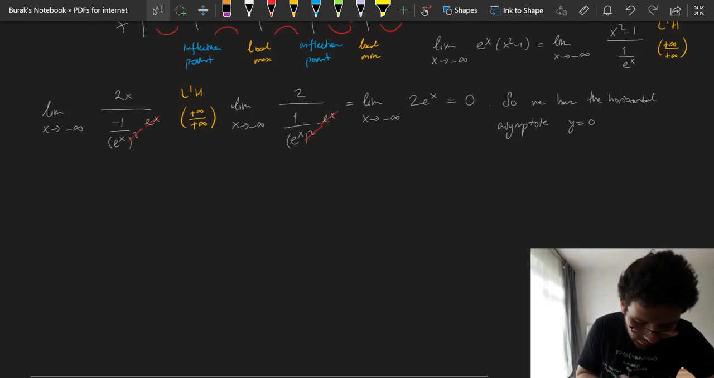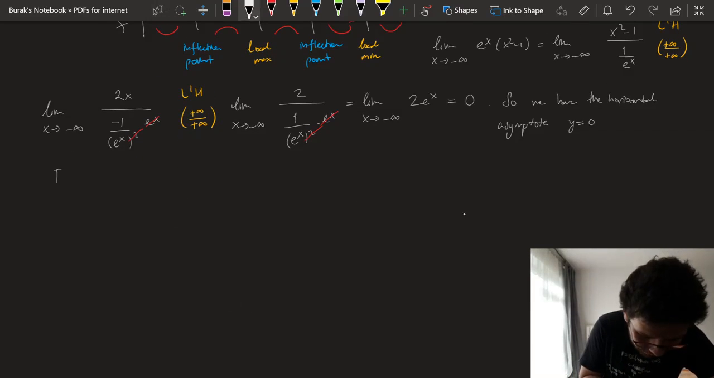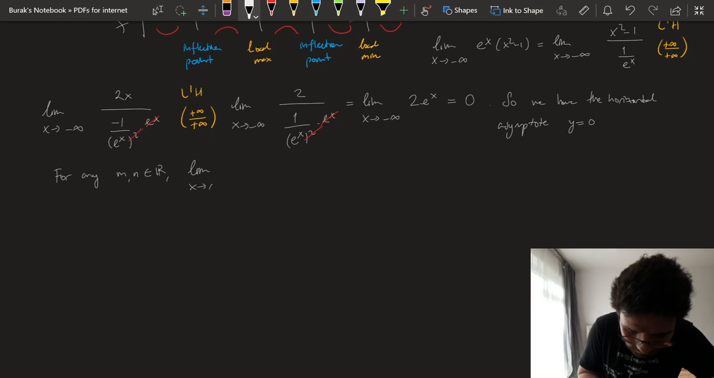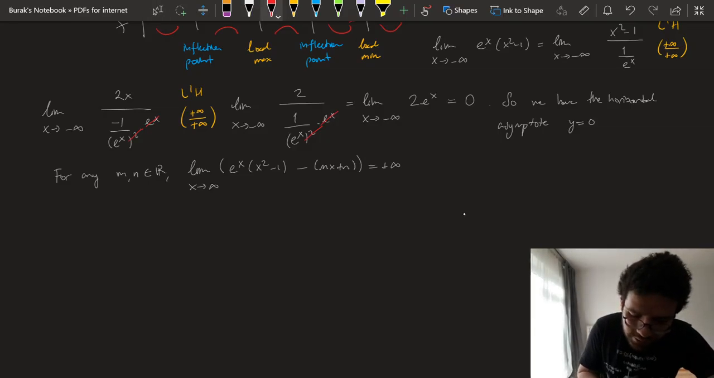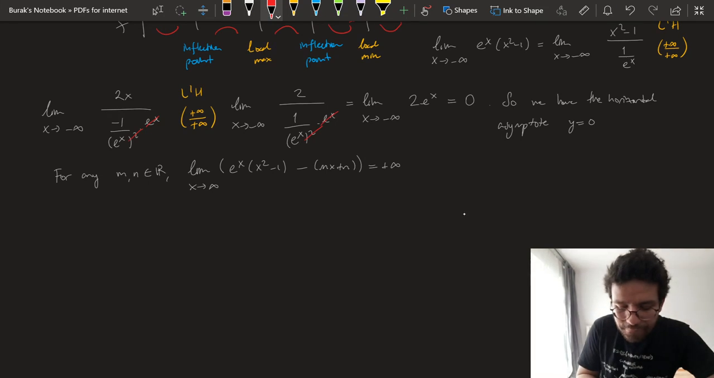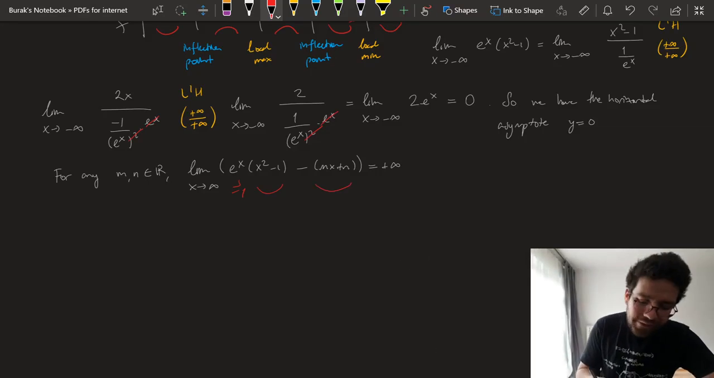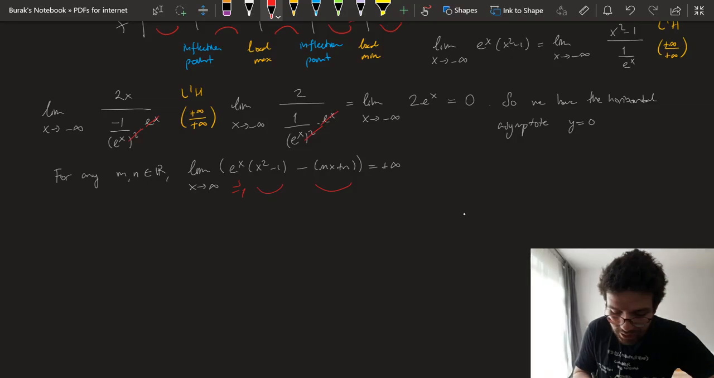Okay, but let me write that as well. For any m and n, the limit of this difference will be infinity, because x is going to infinity. For positive x, this will be bigger than or equal to 1, so this will be x squared minus 1. This is a second degree polynomial. It will go way faster than a first degree polynomial.